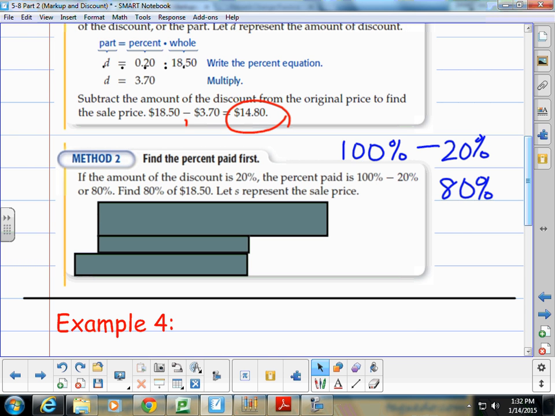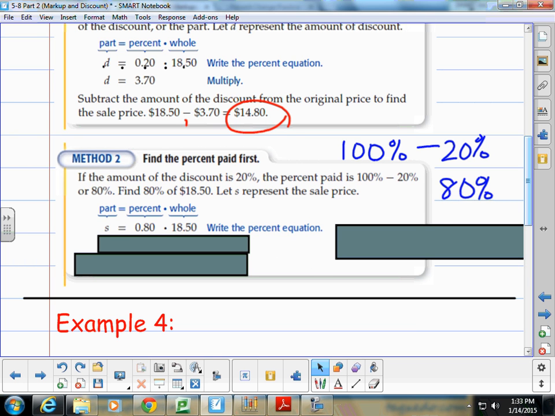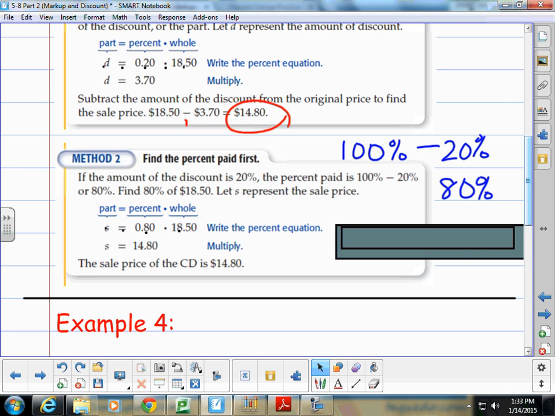So you have to find the percent first of what you are paying. So now we're actually just looking for 80% of 1850. So we're wondering what the sale price is. So what is 80% of 1850? You can read it left to right just like it says. So then we multiply and we get 1480, just like we did on the first one. The sale price of the CD is $14.80. Kind of a cool deal. We'll give you a couple methods. You choose what works best for you.